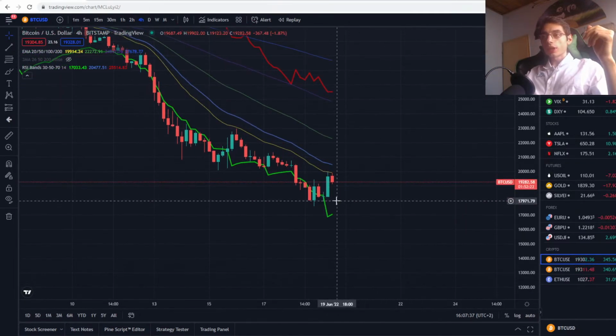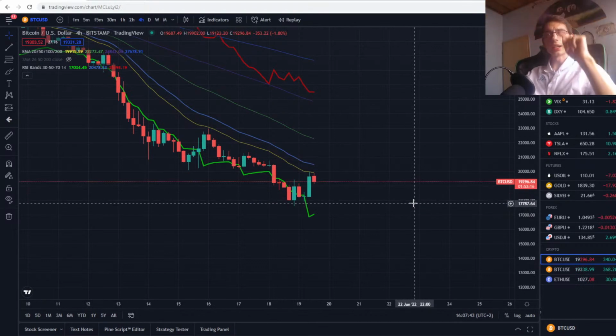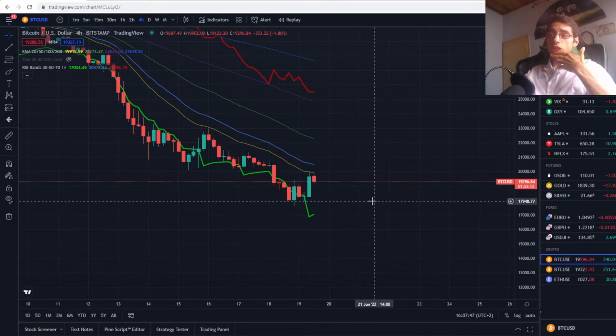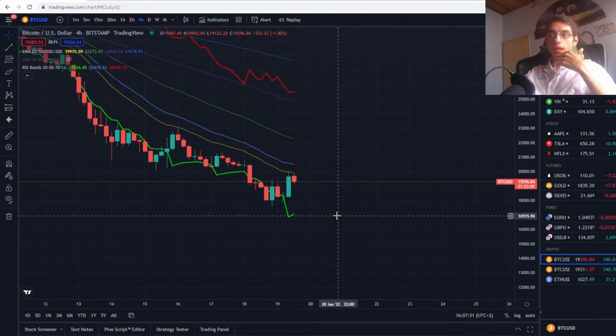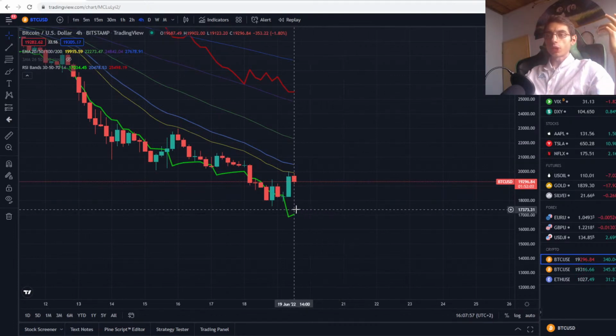On the 4-hour chart, as you see, we have the oversold level sitting at 17k. So this is a level that will provide support for the shorter term price action, so in 4 hour, 8 hour, 12 hours, okay, 1 day or 2 at least.